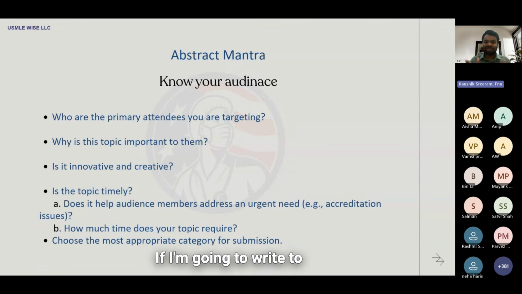If I'm going to write to the FDA, I'm going to talk about security. It's going to be robust, and all in terms of security and safety. If I'm writing to pharma, I'm going to write more about the promise of this outcome, etc. Right? So what I have understood about research is you really need to understand your audience. Who are the primary attendees you are targeting?